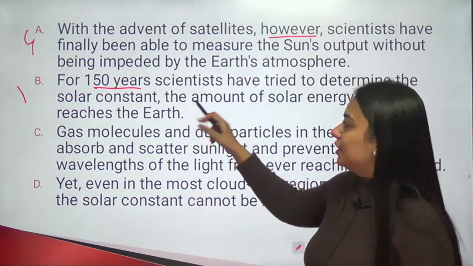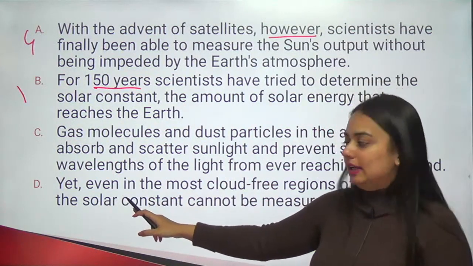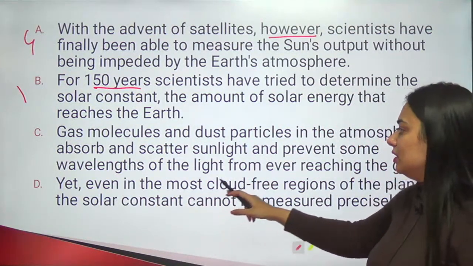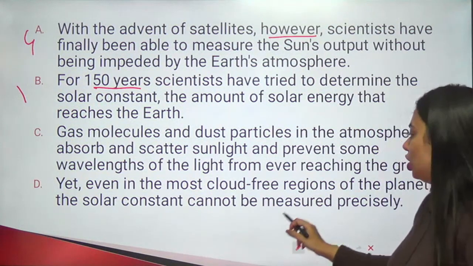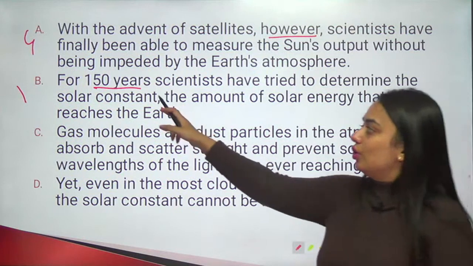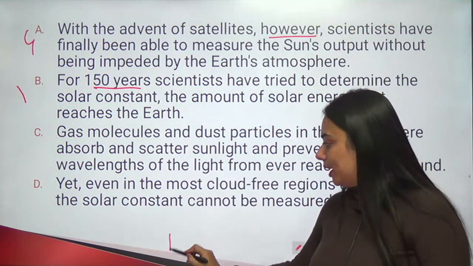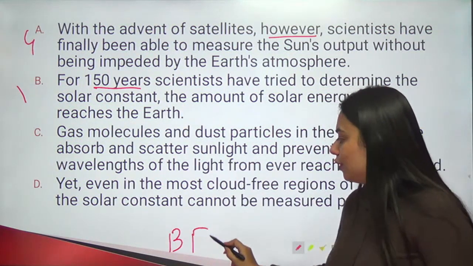Now, after this comes D. Yet, even in the most cloud-free regions of the planet, the solar constant cannot be measured precisely. So this is a thought reverser. It's a pair. B and D form a pair.